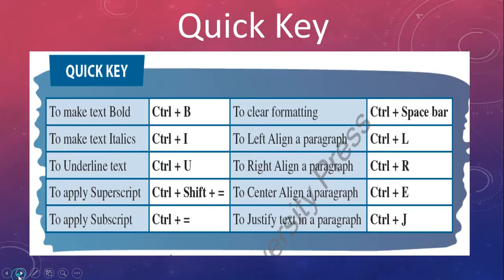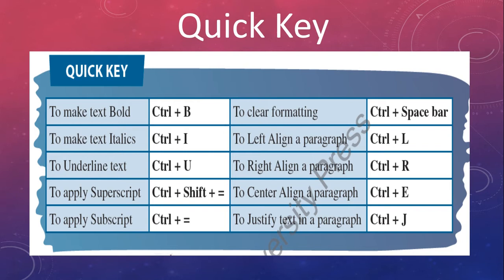So let's start. First, the quick keys. Quick keys means the shortcut keys for the different commands. The first one is to make your text bold. Before doing any formatting options, you have to select your text. After selecting the text, whichever shortcut keys you want, you can apply. Like if you want to make your text bold, first select your text and then press the Ctrl and B key. So your text will become bold.